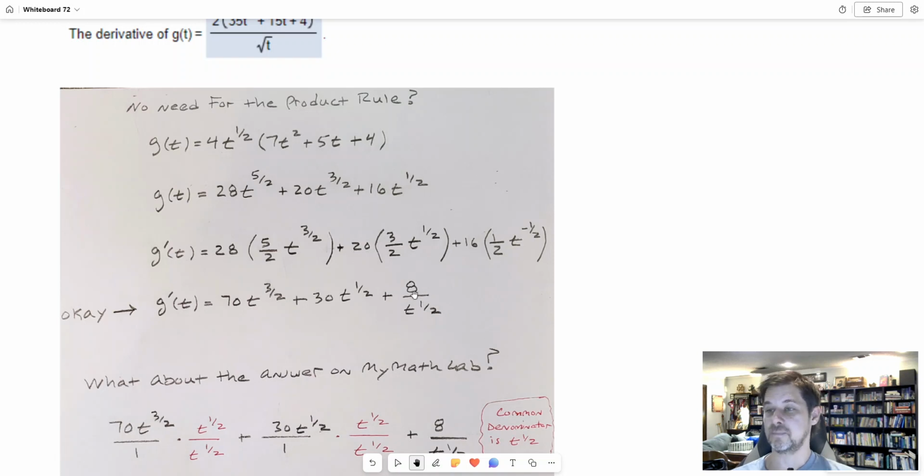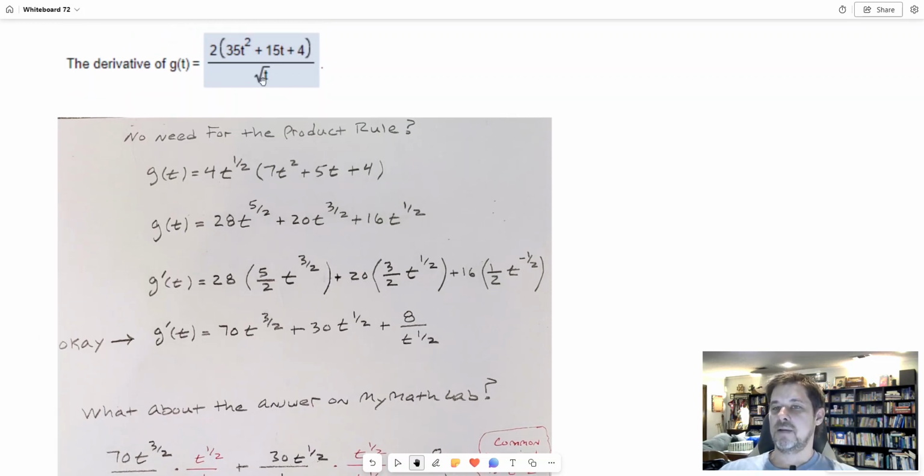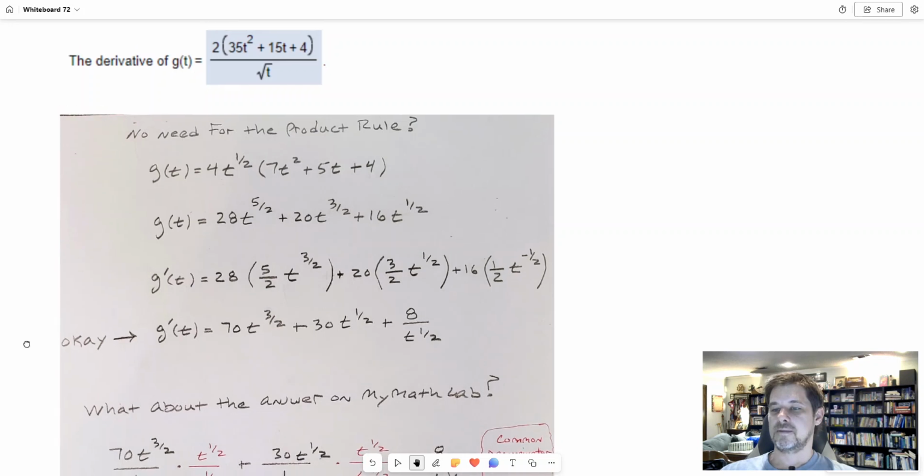One last thing. I notice this exponent's negative, so I'll put it under the bar like that. I'll write t to the 1/2 power positive. Okay. So there, and I think that's an okay answer. I know it's not the answer I see on MyMathLab. And, I think this is fine.